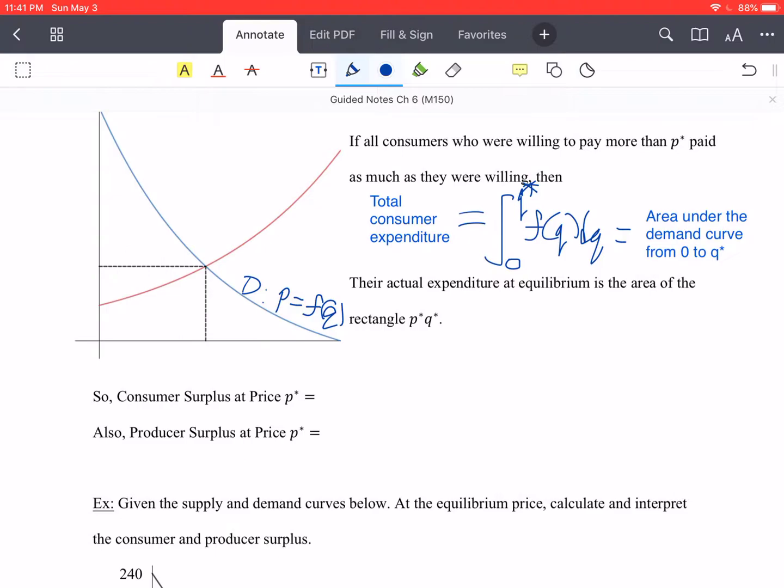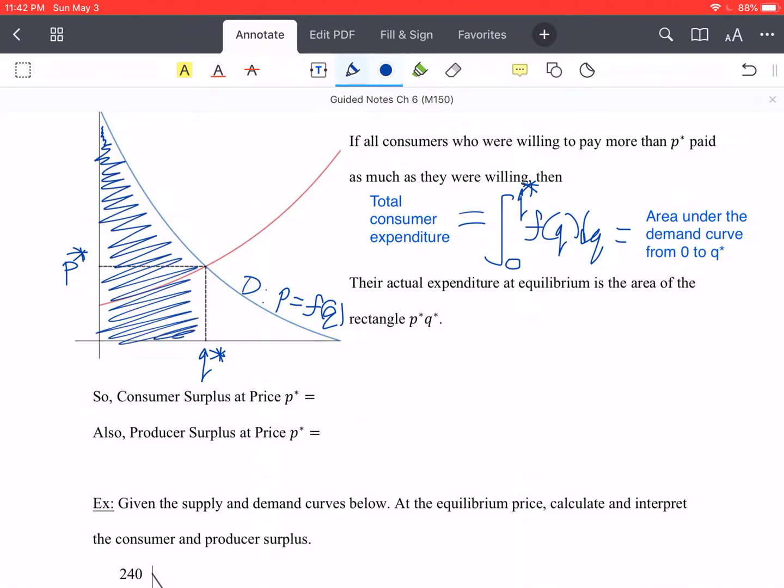Okay, this is Q star. This is P star. So when we're talking about the total expenditure, we're talking about the entire area under the demand curve from 0 to Q star. That would be the total amount spent by these consumers.